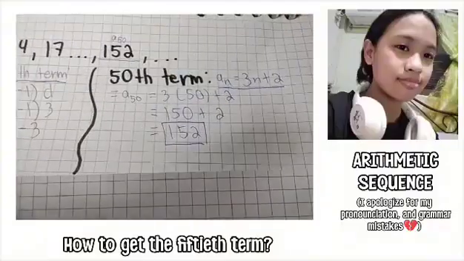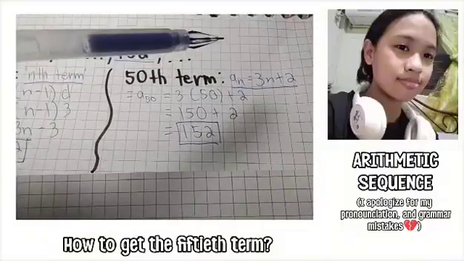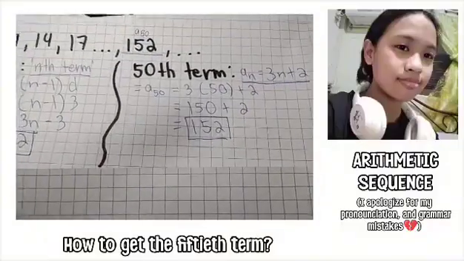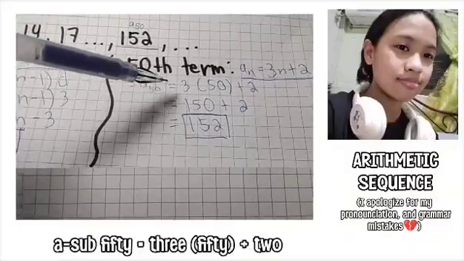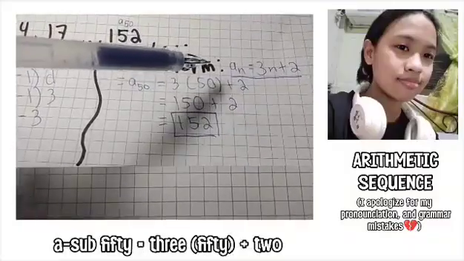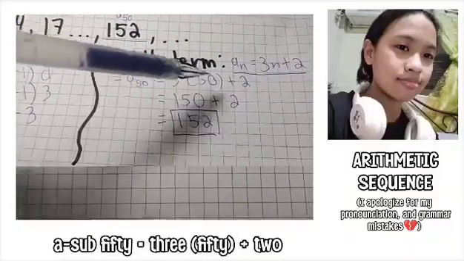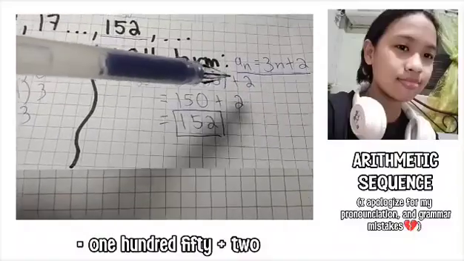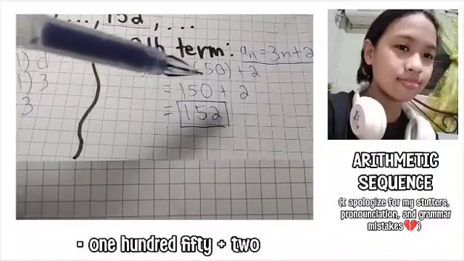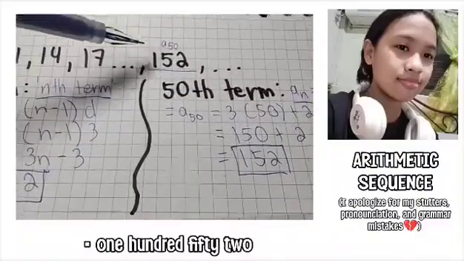Next we move on to how to get the 50th term. We have the nth term that we just solved. So a sub 50 is 3 multiplied by 50 plus 2. 3 multiplied by 50 equals 150, and then plus 2, and you get the answer 152. That's a sub 50.